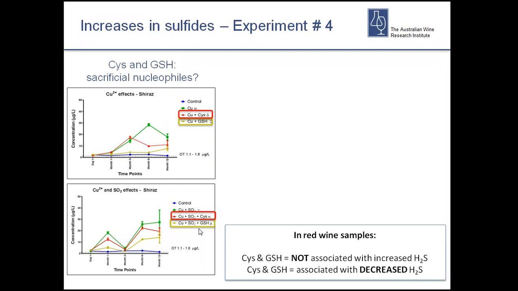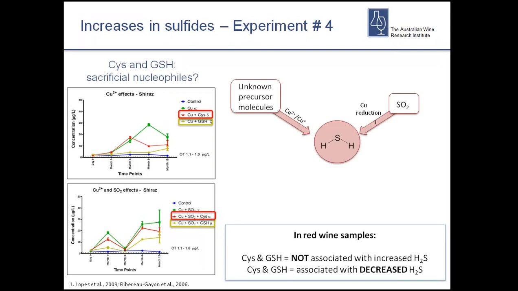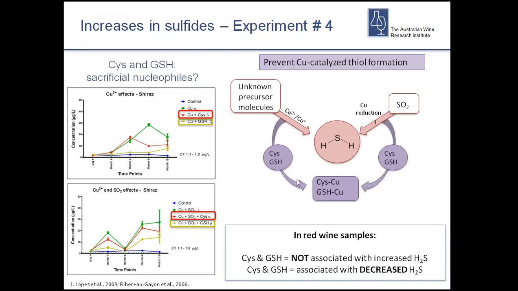So why exactly is this happening? We've got a possible mechanism that I can maybe walk you through. If we have hydrogen sulfide formed through copper catalyzed reactions from our unknown precursor molecules, or through the direct reduction of SO2 through copper catalyzed reactions, then we can have competing reactions in the wine, whereby your cysteine and your glutathione are actually competing to bind with your copper and preventing it from reacting to form hydrogen sulfide.